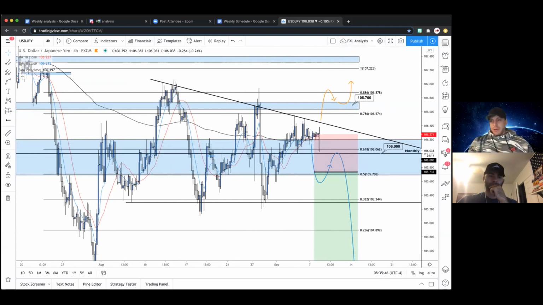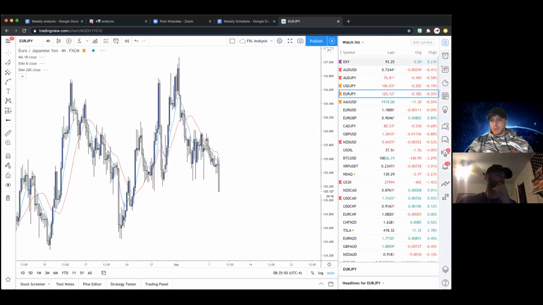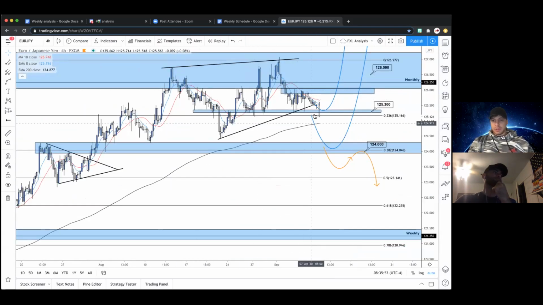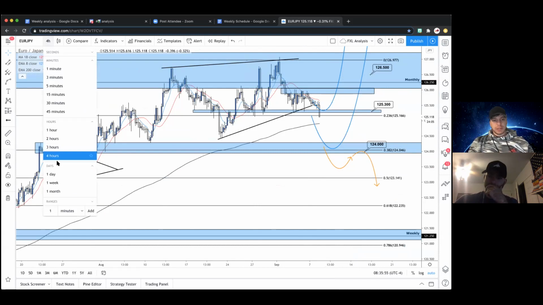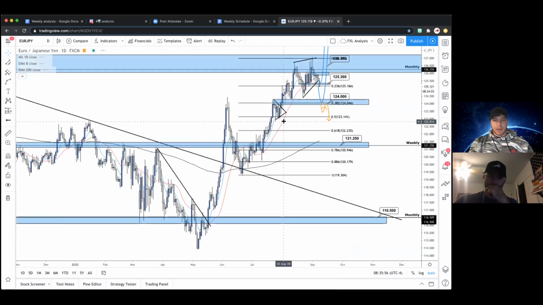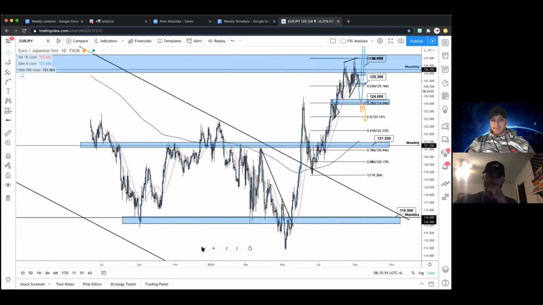All right, so that's UJ, looking pretty clean right now, to be honest. Next one, we got EJ. This one is looking pretty good too. It's the next step of a major pullback. So let's go to the daily time frame.